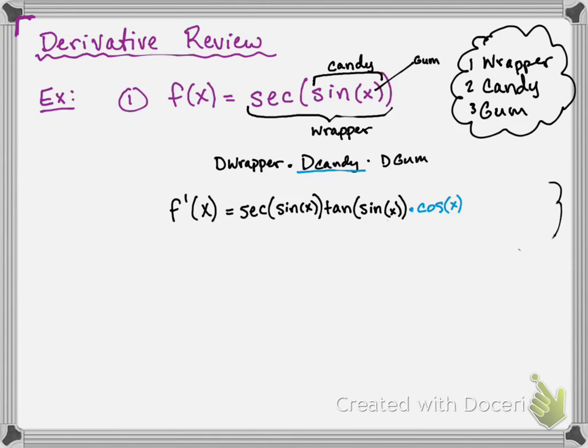And lastly, I'm going to go green. We're going to go with the gum. So I'm going to multiply by the derivative of the gum, which is 1. Do I really have to write that 1? No. So that's your answer. That one is the chain rule applied fully throughout that problem.